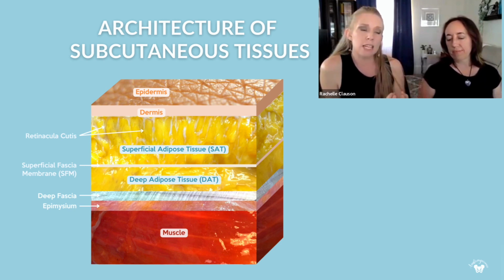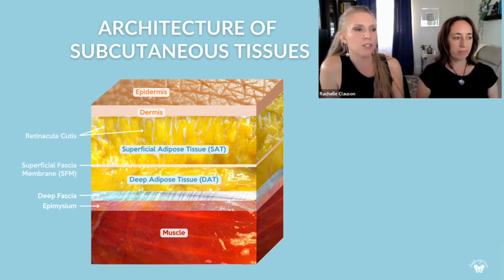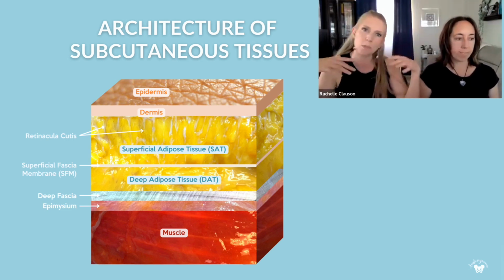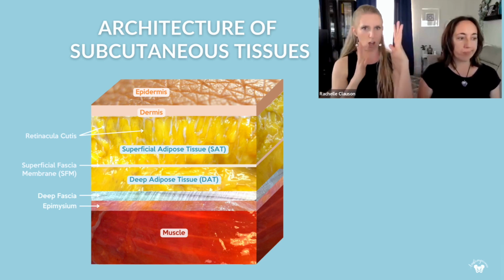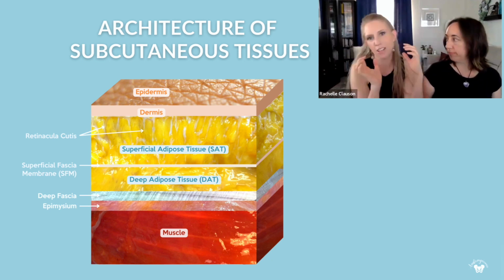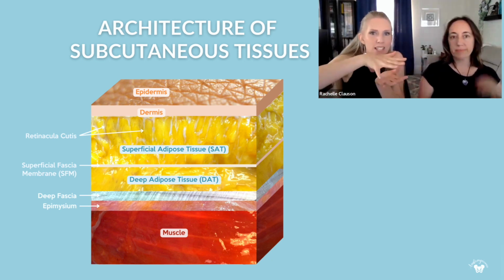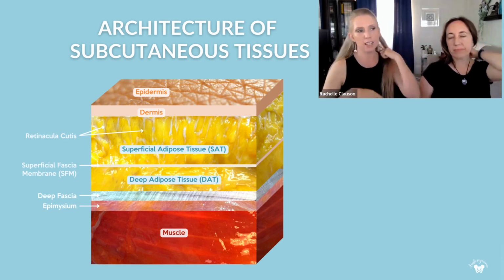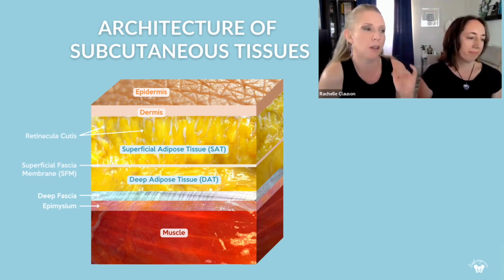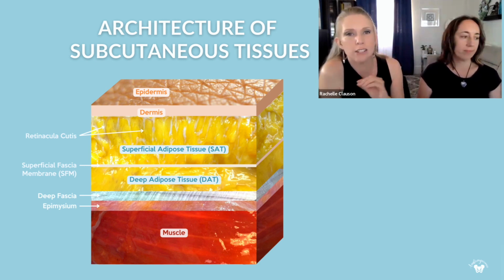Below that, you'll find the deep adipose tissue. And from the picture, you can see how it has a looser organization, and it seems a little bit like more oval shapes instead of these column shapes. It tends to have more capacity for this kind of movement. It slides. It's a kind of interface that has a little bit more play between the superficial fascia membrane and the deep fascia. Then you see a totally different kind of fascia.